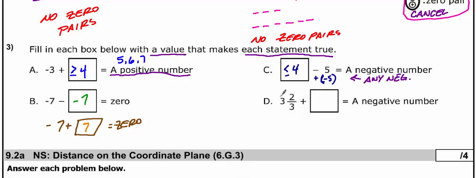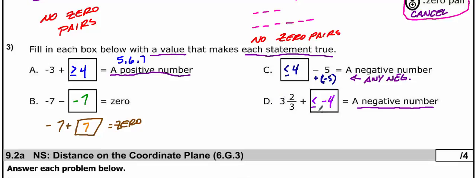All right, letter D. 3 2/3, we're adding. We want a negative. Have to be careful. We make sure we know what we want. So since we want a negative number, we have to be able to cancel all of this out and have something left over, which means we need a number that is -4 or less. So any number less than or equal to -4, because -4 would cancel out all of this.